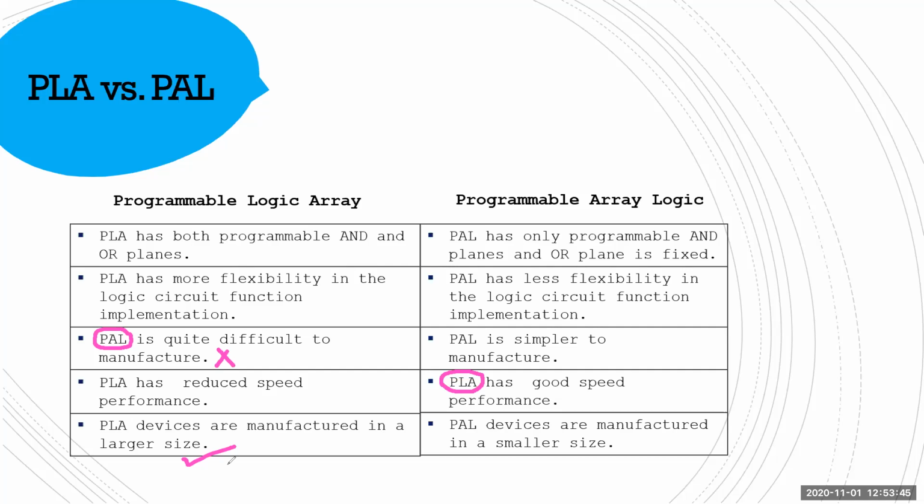Now, PAL devices are smaller, and you can make them in a smaller size and a smaller lot. You can make, let's say, hundreds of them or thousands of them. But in case of PLA, you have to make millions of them, and in bigger size, obviously. This one can be smaller size. This one should be bigger size. Otherwise, you cannot feed all those fuses. These are the differences between PLA and PAL.